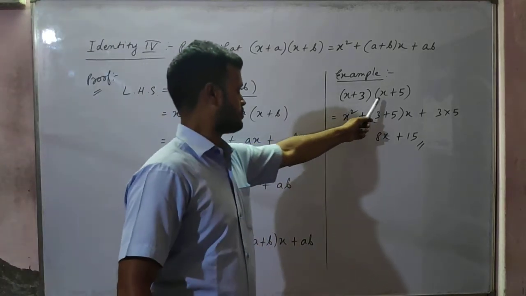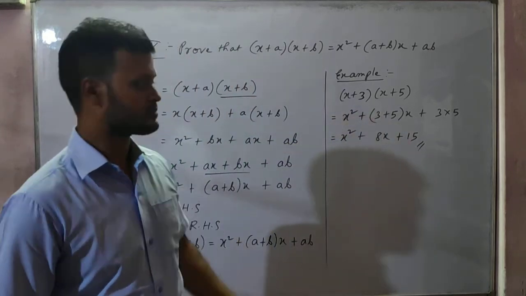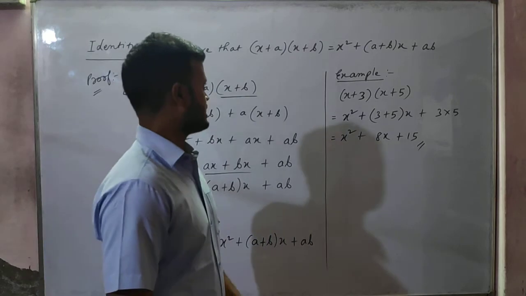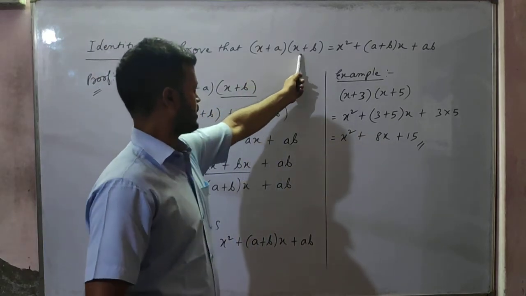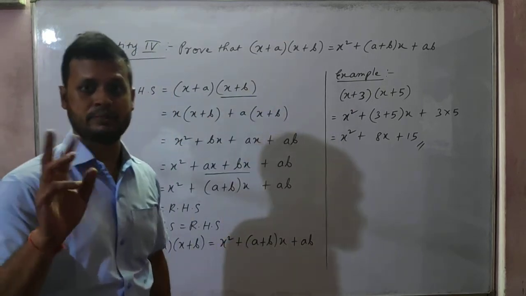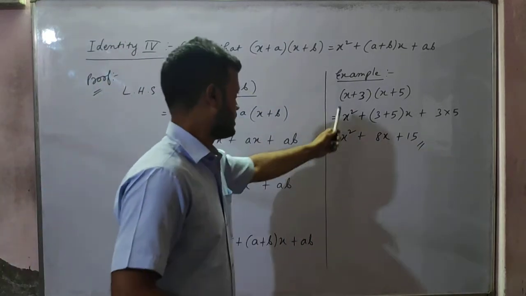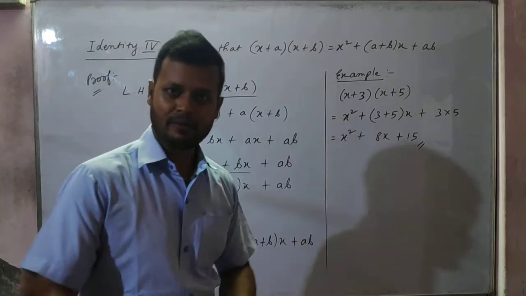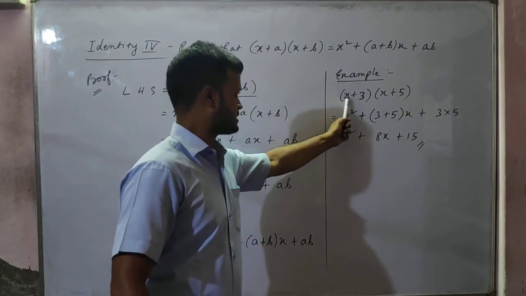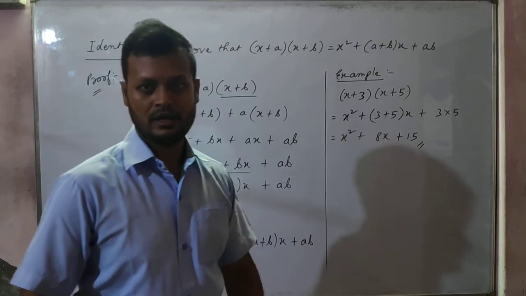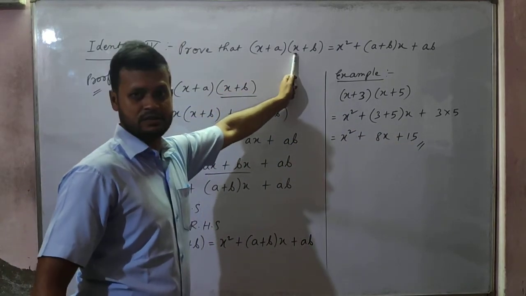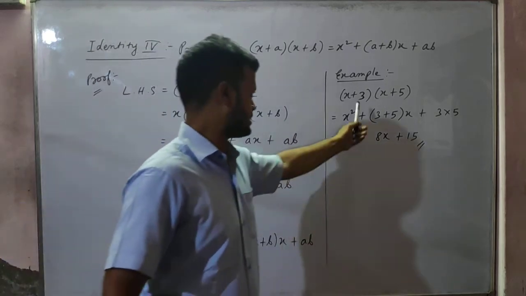Example, suppose we need to multiply these two. Suppose we need to multiply (x plus 3) into (x plus 5). You just need to see that this is of the form (x plus a) into (x plus b). That means the first term here also x, here also x. The first term in both the brackets must be absolutely same. In place of x, another number may also be there. Suppose here if 2x is there, here also it should be 2x only. Understood? The first term of this bracket and the first term of this bracket must be absolutely same, and the other two may be different.